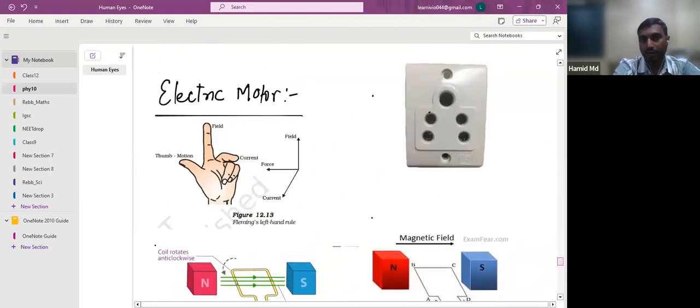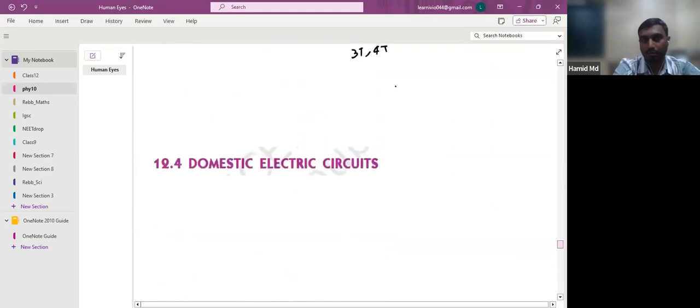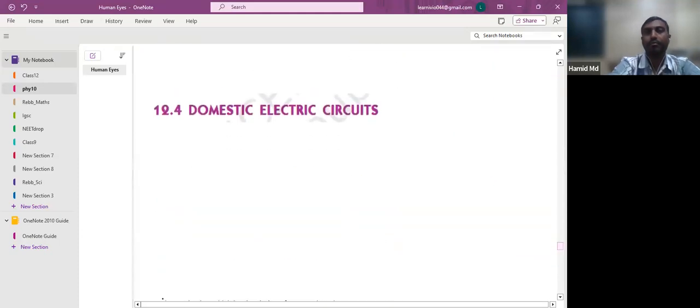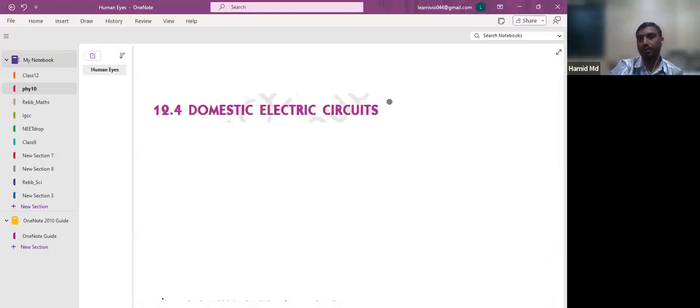Now we are coming back to one of the remaining topics, domestic circuits. So what do you mean by domestic circuits? It is used in the home to run our appliances, right? So how many terminals do you need to run a domestic appliance? How many terminals?